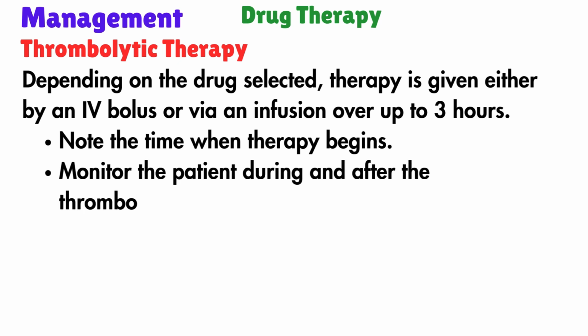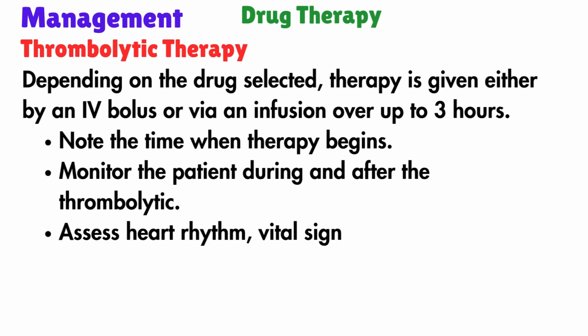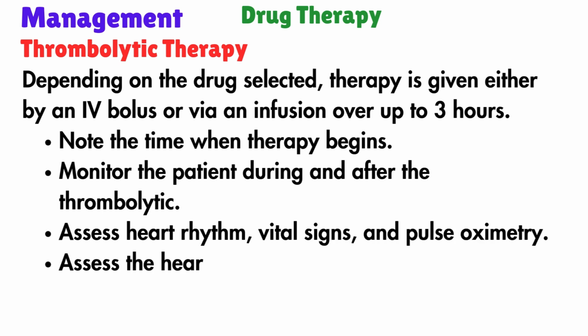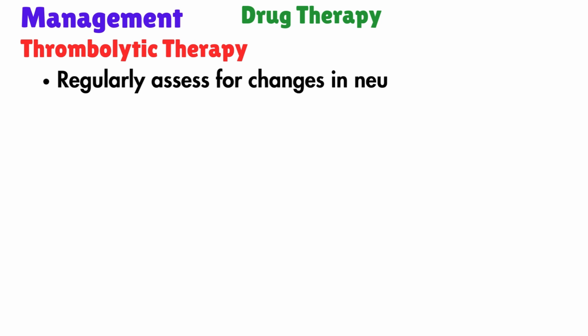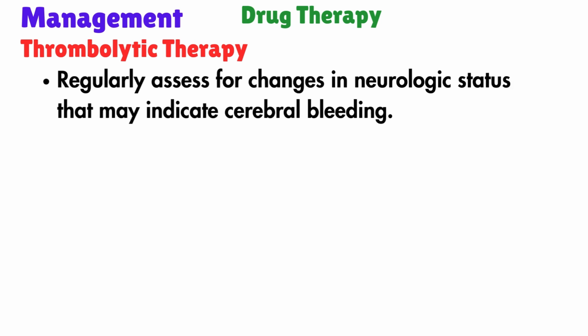Monitor the patient during and after the thrombolytic therapy. Assess heart rhythm, vital signs and pulse oximetry. Assess the heart and lungs often to evaluate the patient's response to therapy. Regularly assess for changes in neurological status that may indicate cerebral bleeding.